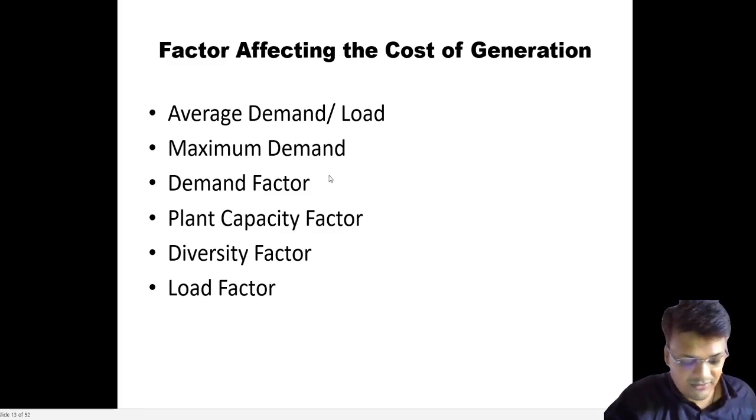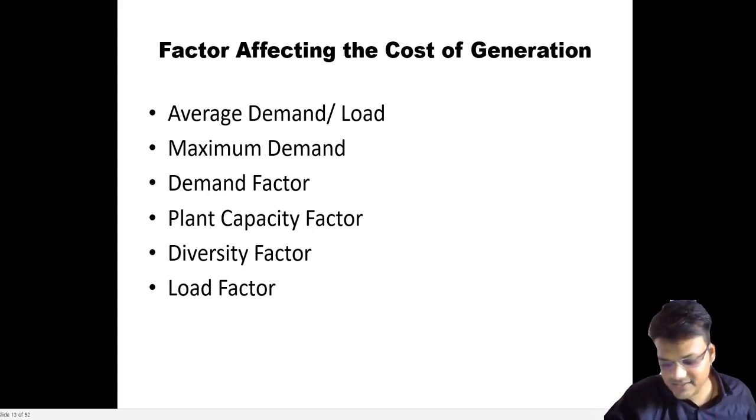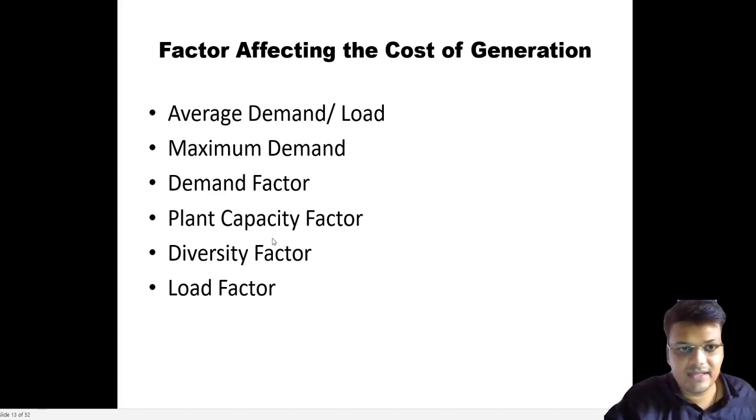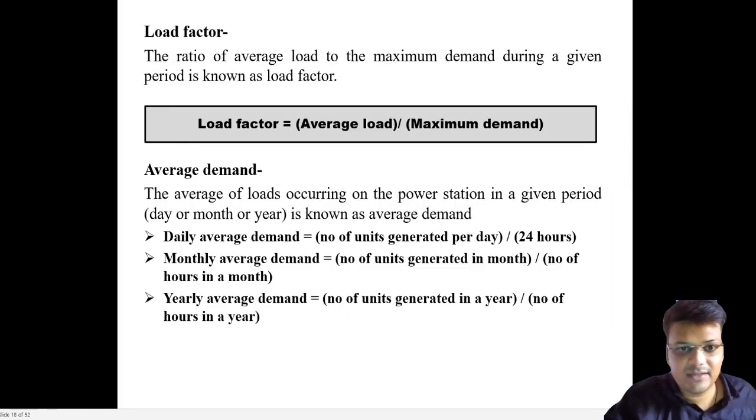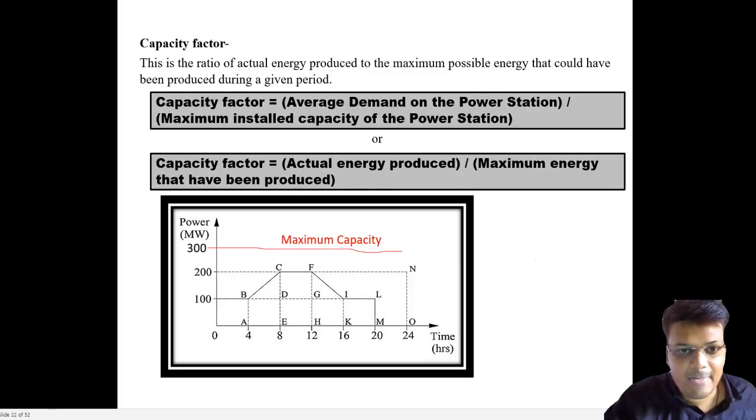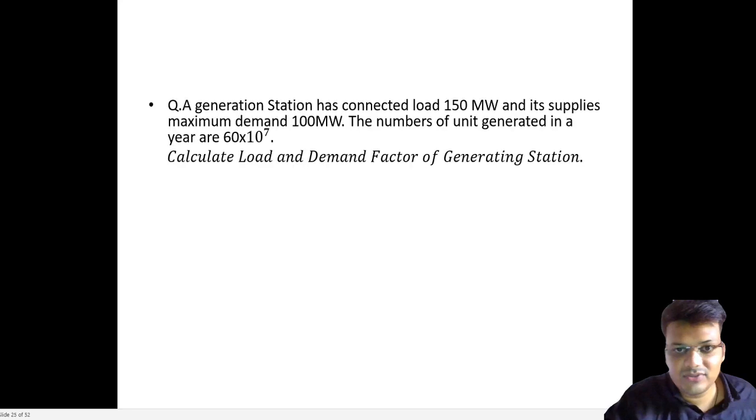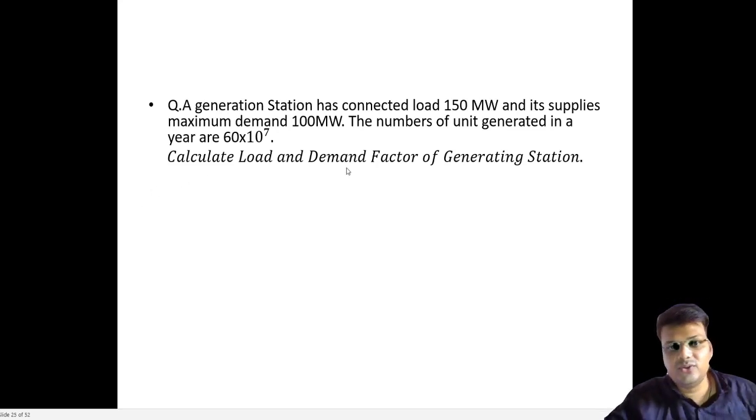So by calculating this, we will simply get what percentage of capacity of the power plant the generating station is using, how the demand is varying, what the plant capacity factor is, and so on. So now, up to now, we have known all the things. Now we have to move towards the numerical question. So in numerical, they will simply ask this kind of question. Now give me the answer of load factor, demand factor of the generating station. The question is in front of you.